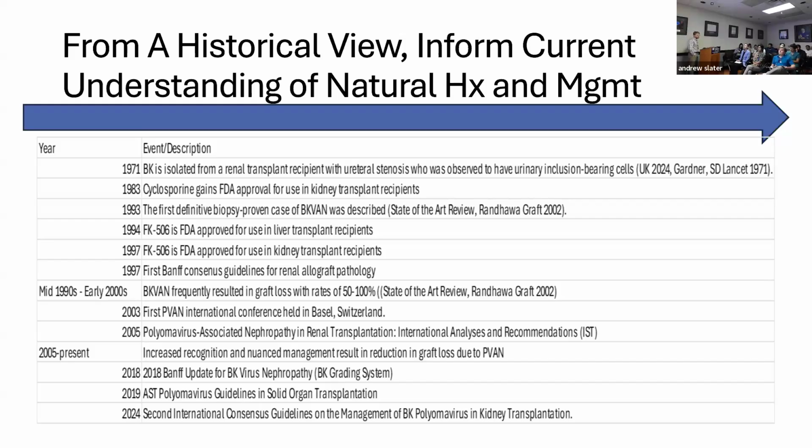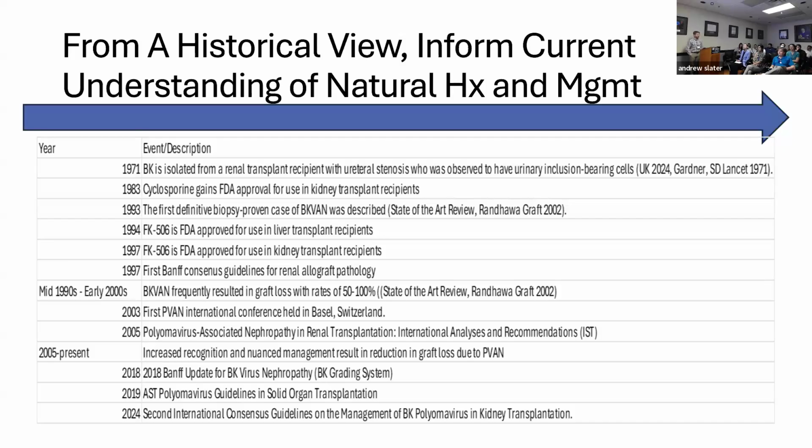From the mid-1990s to the early 2000s, a few reports described that BKVAN frequently resulted in graft loss, with rates as high as 50 to 100%. That prompted, in 2003, the first polyomavirus-associated nephropathy international conference. Out of that conference, in 2005, came the first international consensus guidelines on the management of polyomavirus nephropathy. Between 2005 and the present, with increased recognition of BK virus disease and nuanced management among transplant centers, we saw a reduction in graft loss due to PVAN.